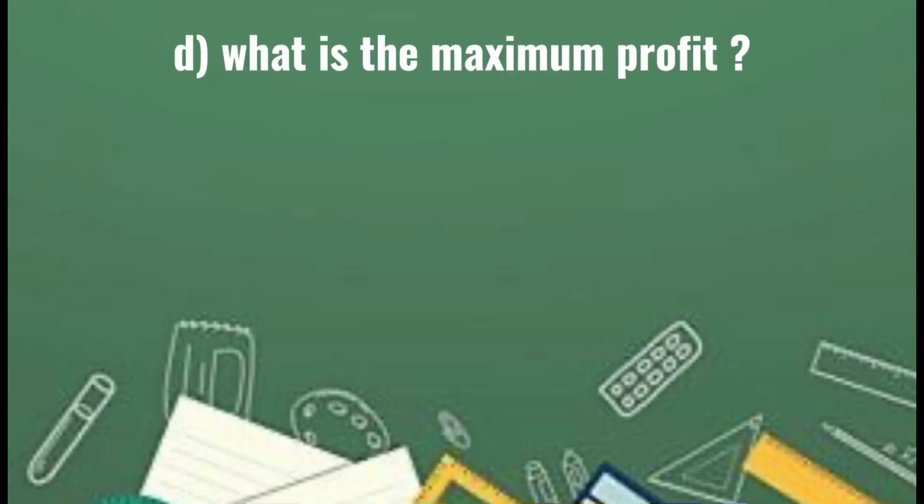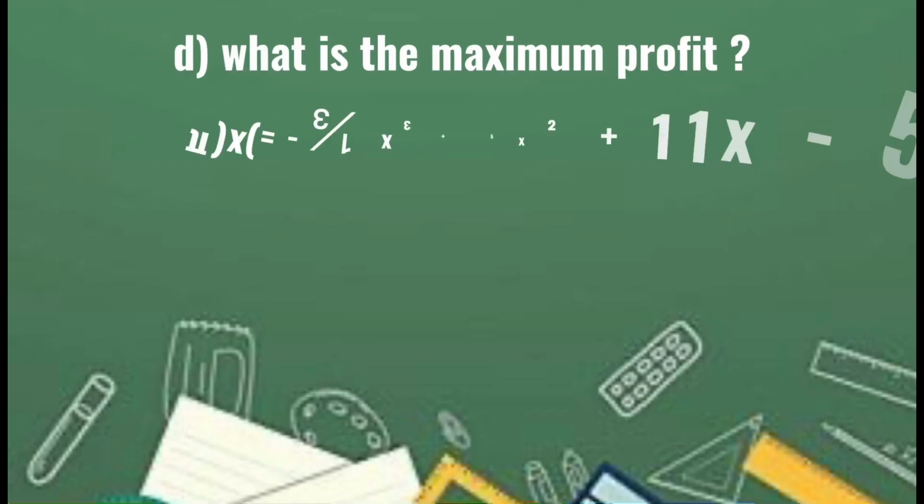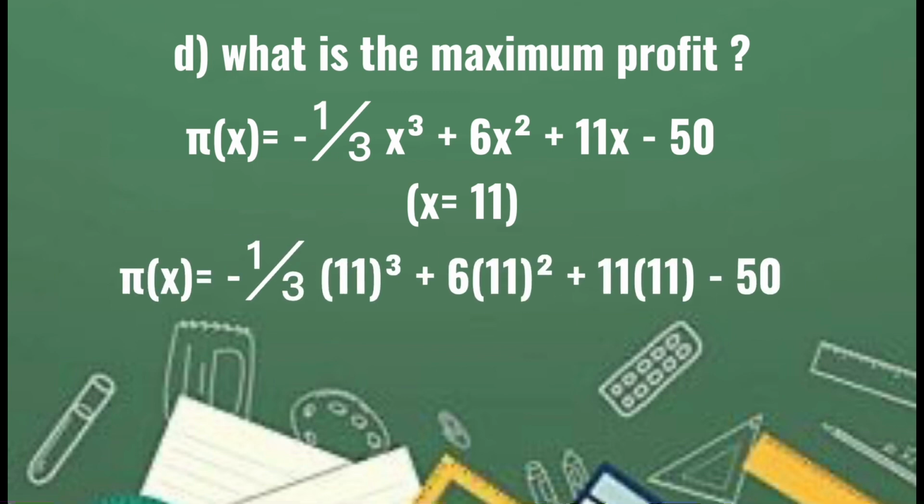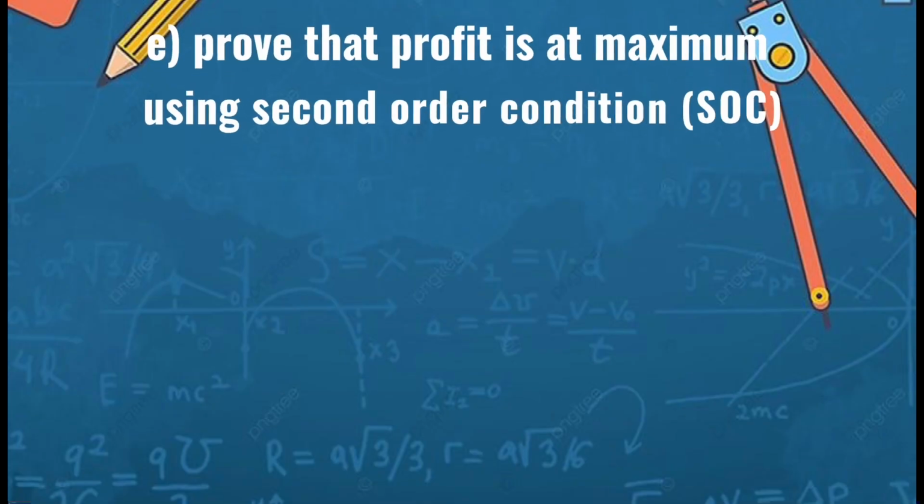For question D, we need to find the maximum profit. So again, we use our profit function, and after we get our profit maximizing level, which is x equal to 11, we replace x with 11 in the profit function, and that's how we get our maximum profit, which is 111.33. For the last question, we need to prove that profit is at maximum level using the second order condition.